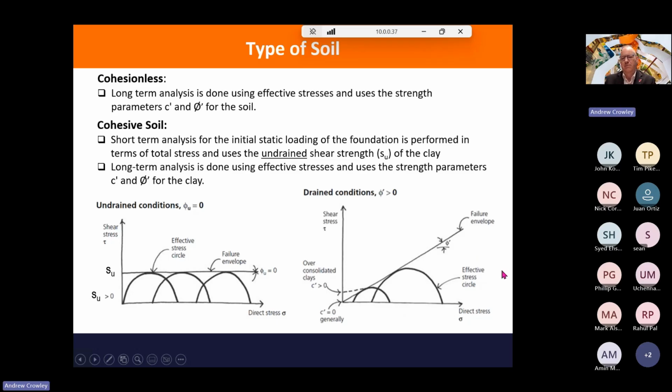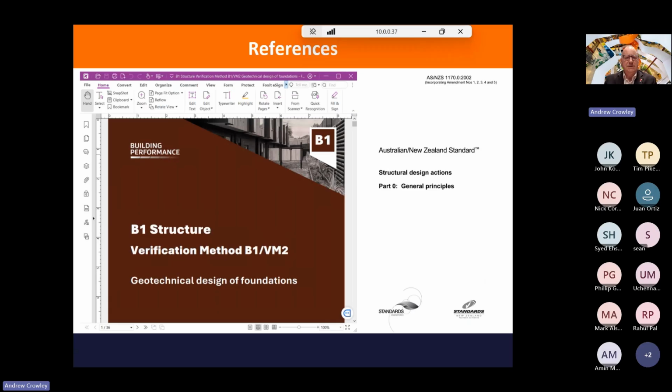And these are the two important parameters which drive the design of your base, and it determines the ultimate bearing capacity of your ground. For reference, this is the new version. This is B1 VM2, formerly VM4. What's the difference between this and the old one? Well, it's been renamed. It's now the Geotechnical Design of Foundations, and it's been renumbered to VM2. It's been restructured and renumbered, but the content is mostly the same.